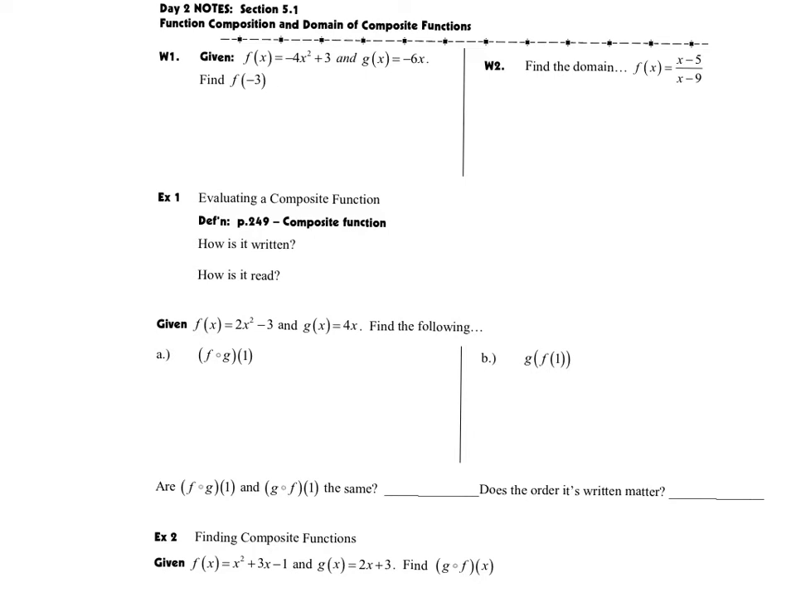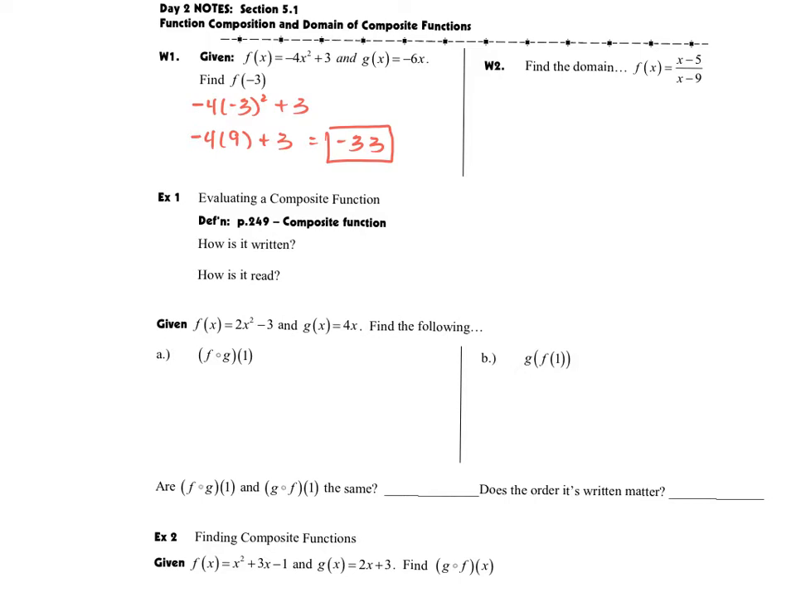If I put my negative 3 in there, I'm going to have my negative 4, and I'll have my negative 3 squared plus my 3. So I can do some of this in my head, but we'll write it out. Negative 4 times my 9 plus my 3. So I've got a negative 36 plus a 3. In other words, I get negative 33. So pretty straightforward there.